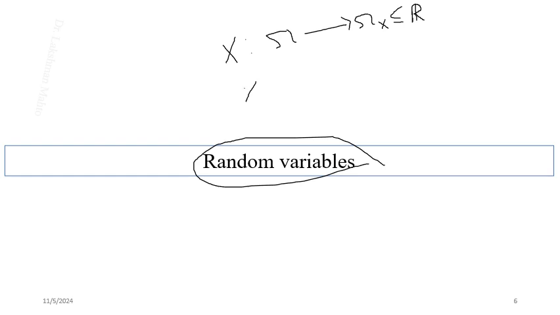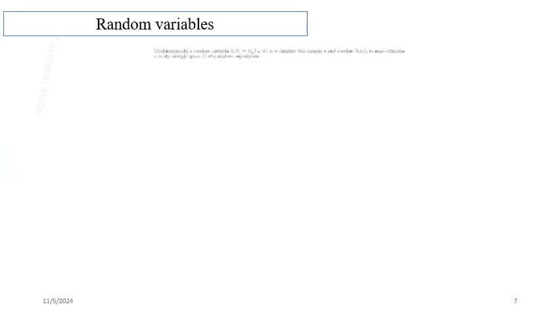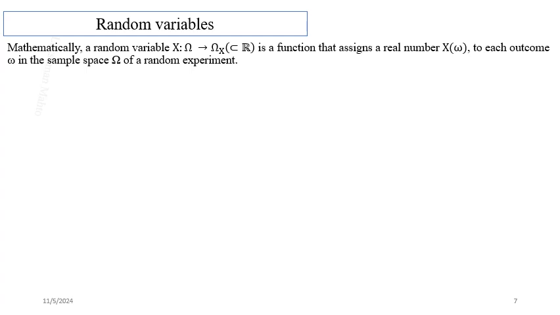Simply, I would like to say that loosely, we are defining a map from sample space to R. R is a set of real numbers. So what does it mean? That means we are mapping outcomes to random numbers. So here randomness of outcome is shifted to numbers. That's why we call it random number. Random variable is a map from omega to R, and it is behaving like a function, but it is giving random numbers. Mathematically a random variable is a map from omega to R acting as a function that assigns a real number x of omega to each outcome of omega.